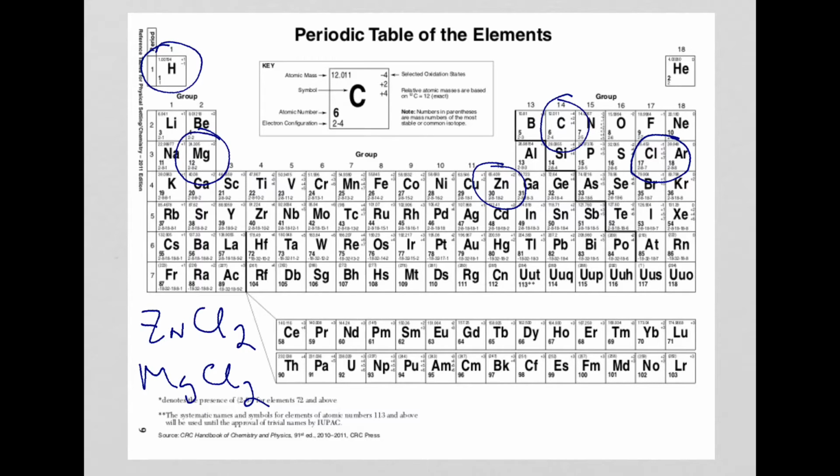Hydrogen with chlorine. Hydrogen's +1, chlorine's -1. It would just be HCl. So already by process of elimination, carbon's the answer. But let's take a look at it a little bit further.